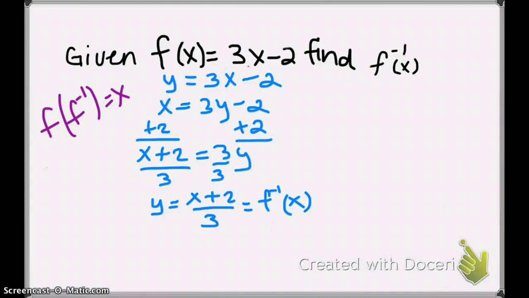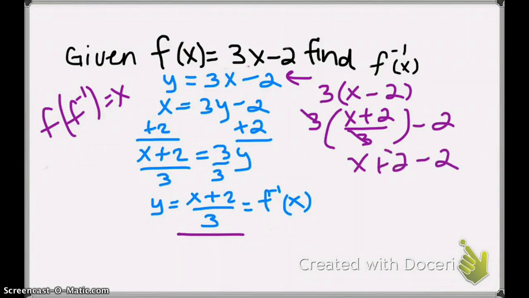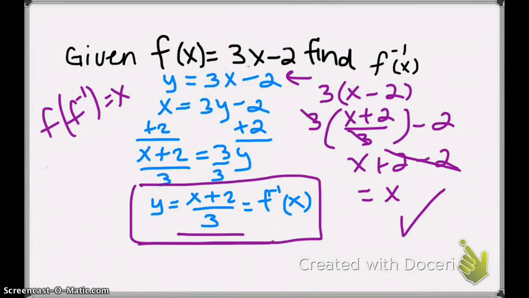What it means is you're going to take this function here, 3 times x minus 2, and you're going to replace the x with this new function down here. So 3 times (x plus 2) over 3, minus 2. Well, the 3's cancel out, right? So I'm left with x plus 2 minus 2. And then the 2's cancel out because that becomes 0. And all I'm left with is x. So there you have it. This is in fact the inverse function of the original equation.